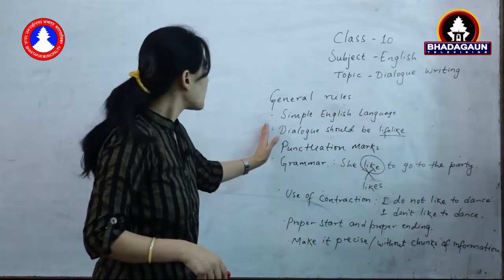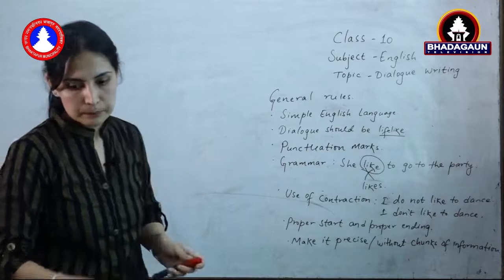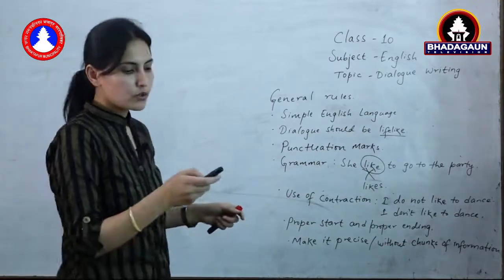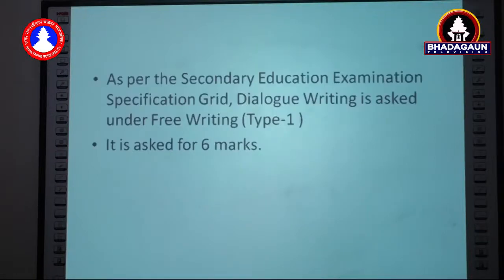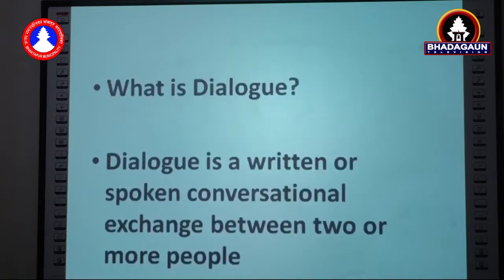And about the dialogue writing, I want to go with the slide. In the slide also I will be talking about the same thing that I talked about just now. As I told you earlier, as per the secondary education examination specification grade, dialogue writing is asked under free writing type 1, and you are allocated 6 marks for this one. First of all, what is dialogue? We have discussed earlier too. Dialogue is a written or spoken conversational exchange between 2 or more people. You can add 3 people also, 4 people also, but 2 people's participation is a must.